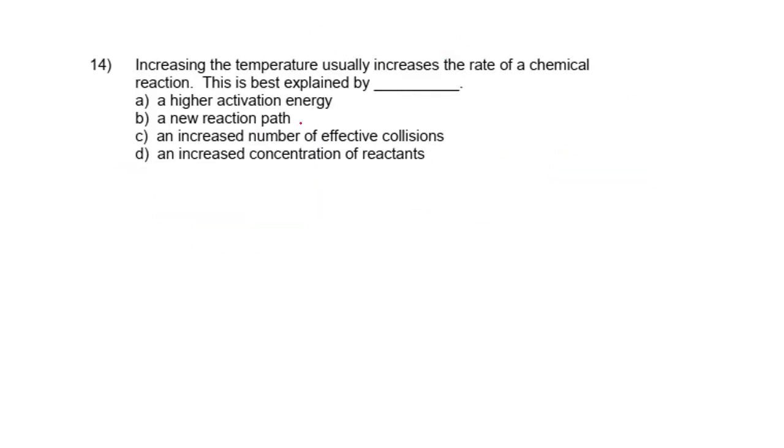So next up, number 14. Increasing the temperature usually increases the rate of a chemical reaction. This is best explained by C. So this is simply collision theory. Why does increasing the temperature increase the rate of reaction? Because it's all about frequency of effective collisions. More collisions, faster rate. Less collisions, slower rate. What is an effective collision? That's when old bonds break and new bonds form, when the particles collide with the right energy and in the right orientation or position.